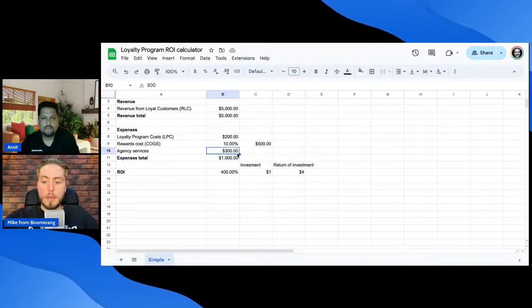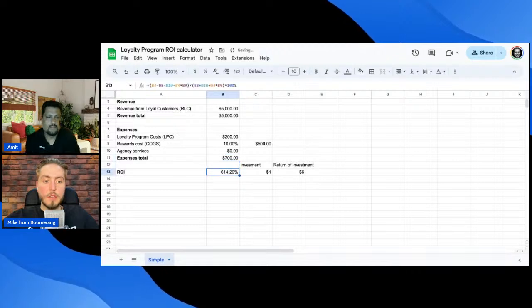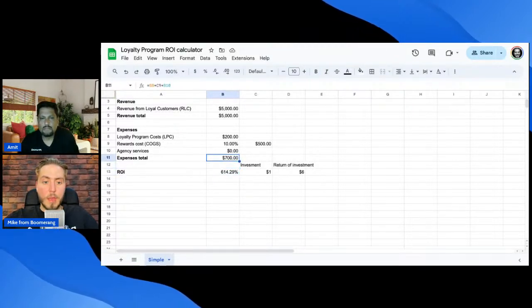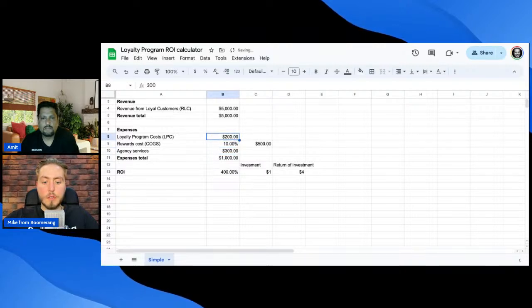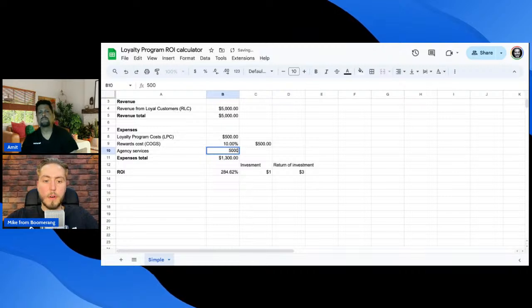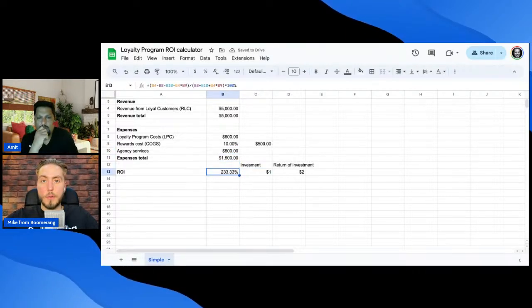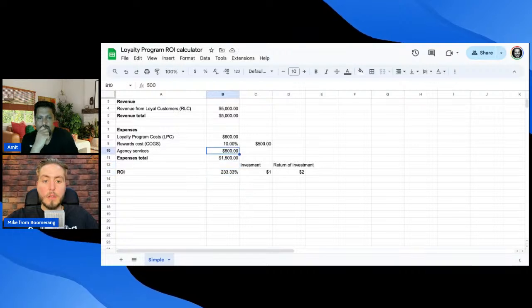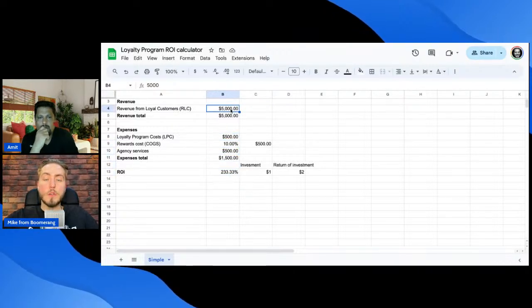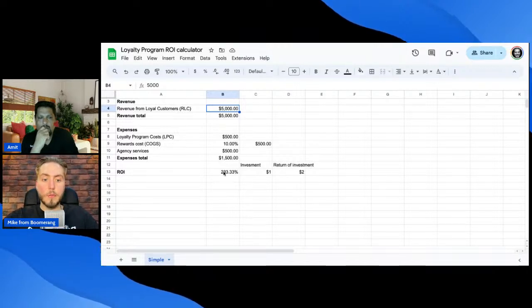So again, if you decide to sell this service like do it yourself, as you can see, the return of investment grows very dramatically. And if you decide to charge more for this service, for example, $500 for access to the platform and $500 for your support, it's still profitable for your clients, right? Even if you charge $1,000 and you just need to generate $5,000 as revenue by the loyalty program, and this loyalty program will be profitable.